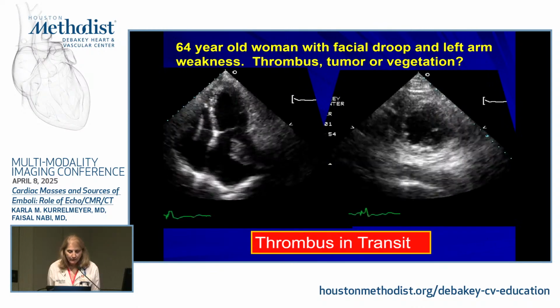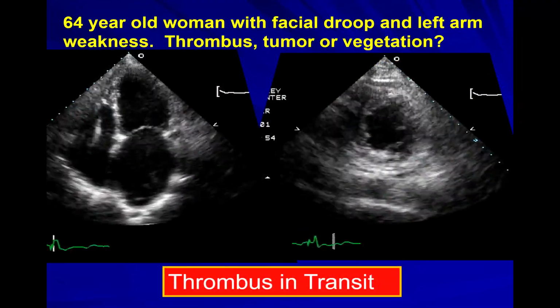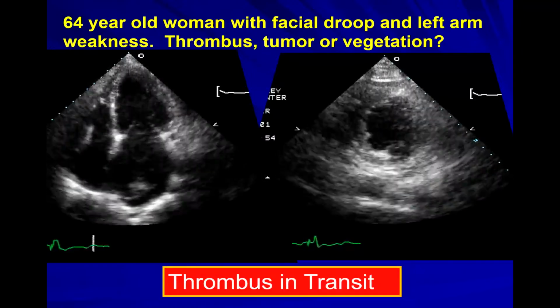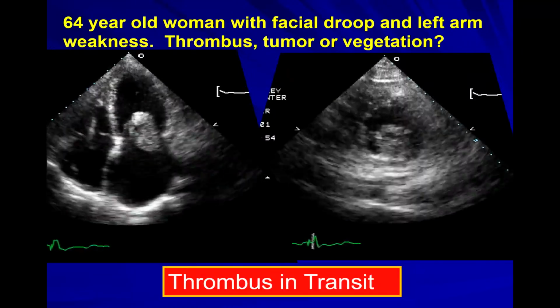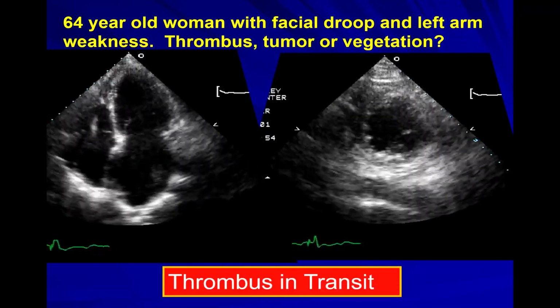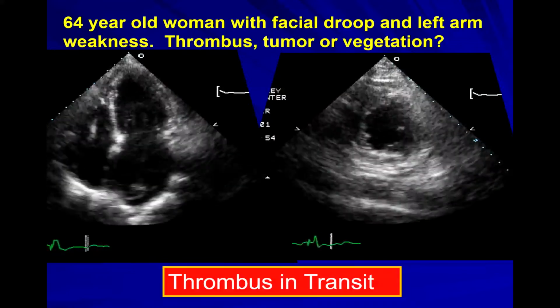So this is a 64-year-old woman. She came in with facial droop and left arm weakness, so she was having a stroke. This is her first echo images. You can see that there's a very large mobile mass that's floating around in the left atrium. You can see it's trying to get across the mitral valve. You can see the right atrium is very big, and this patient's obviously in atrial fibrillation.